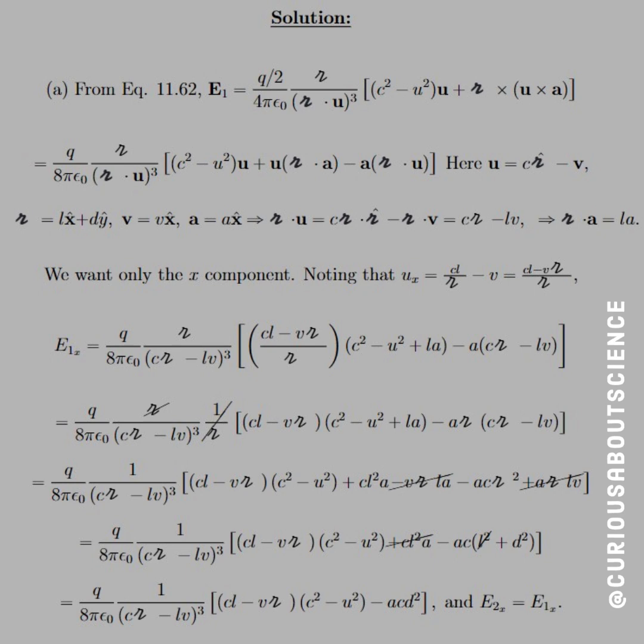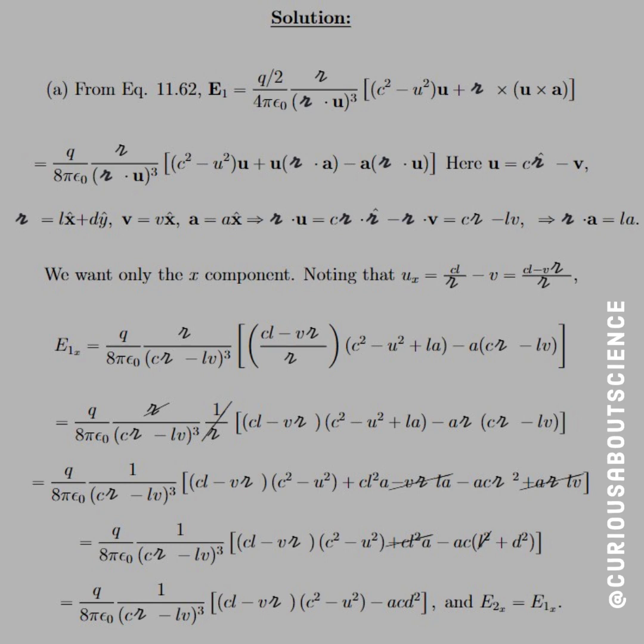So here from equation 62, we know what the charged particle does in arbitrary motion. Our charge is Q/2 now, and we just tinker everything down from that original form. Now we're going to define what u is, which is c script R hat minus v, where script R is equal to L x hat plus d y hat. Again, we can see that from the diagram. v is equal to v x hat, a is equal to a x hat as well. So script R dot u gives us c script R minus Lv, where script R dot a gives us La. And then we want only the x component, so noting that u_x is equal to c times script R over script R minus v, we can tidy that up as far as what the u is.